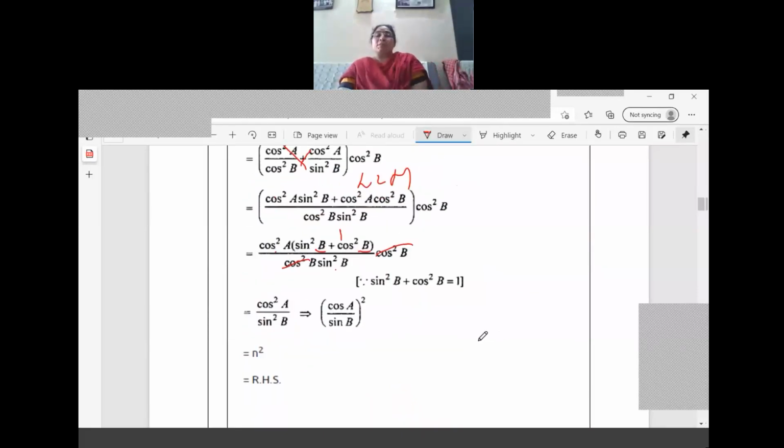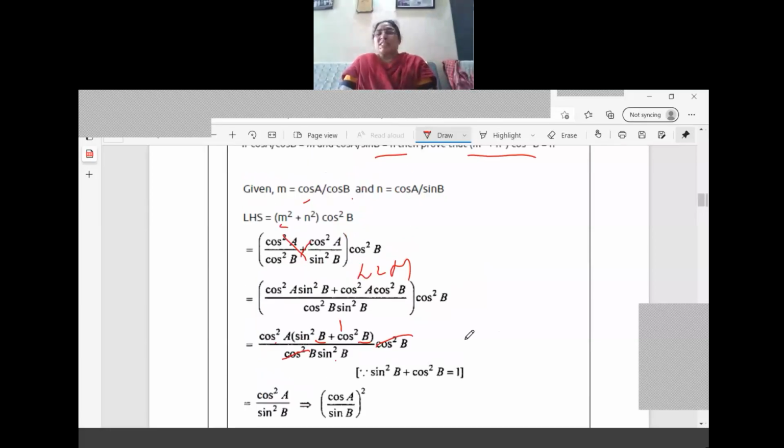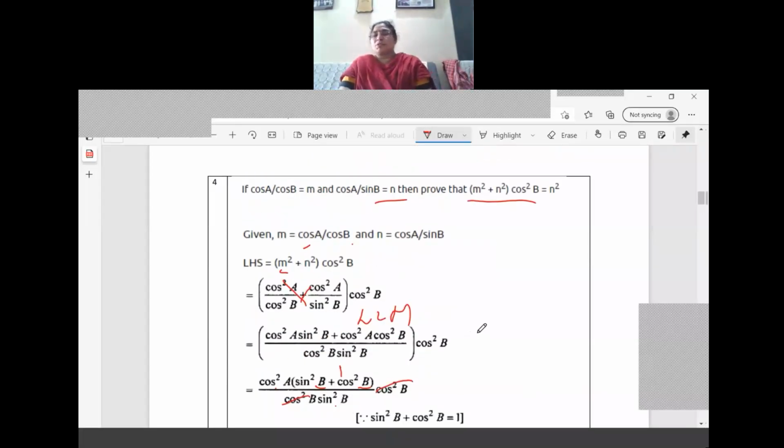So most of the time in this type of question, what do we have to do? We have to substitute m and n, and proceed according to the question. So m square plus n square cos square B is there; m square and n square are substituted and we have taken the LCM.